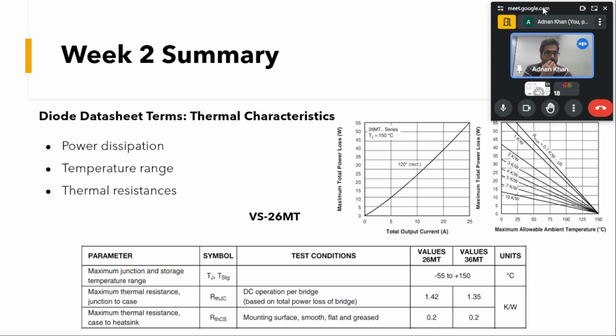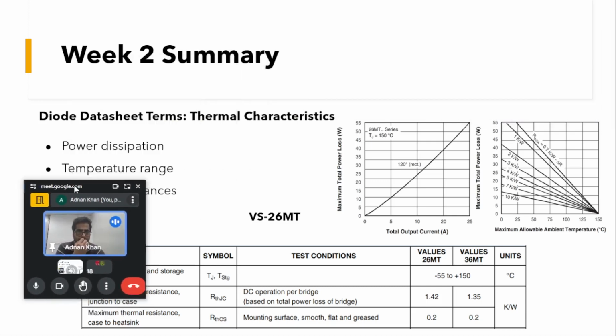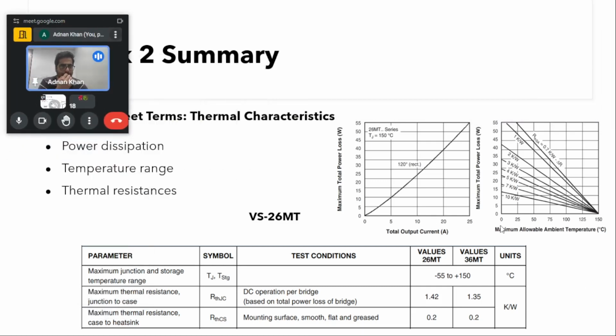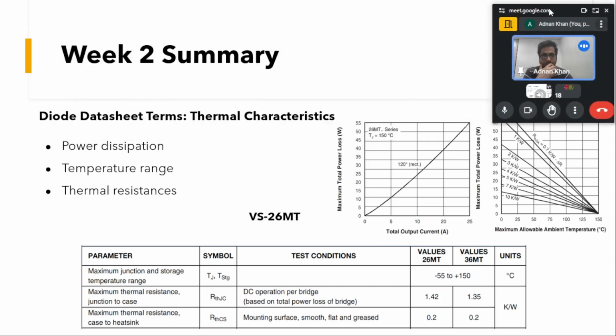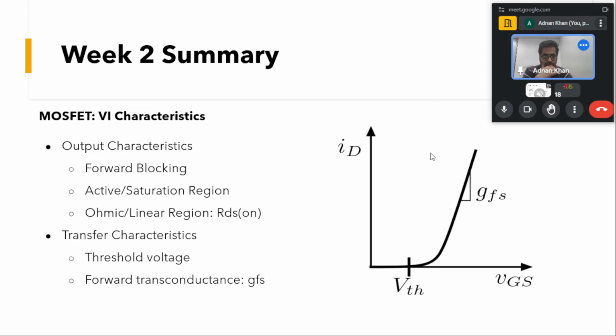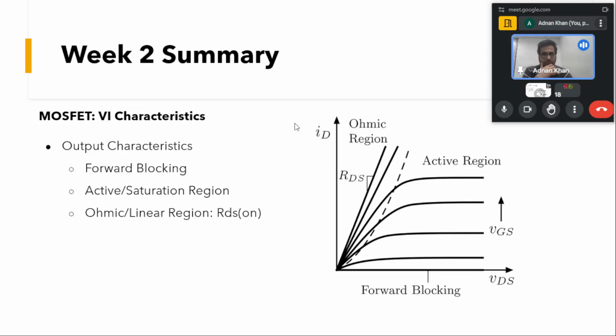Also, you can see there are certain graphs associated, like if we have some maximum power loss, how much is the ambient temperature allowable for a particular loss or temperature. Also, we have the total power loss associated with the particular current that we want to flow in the device; you can see these things through the graphs. Now, this was about the diodes.